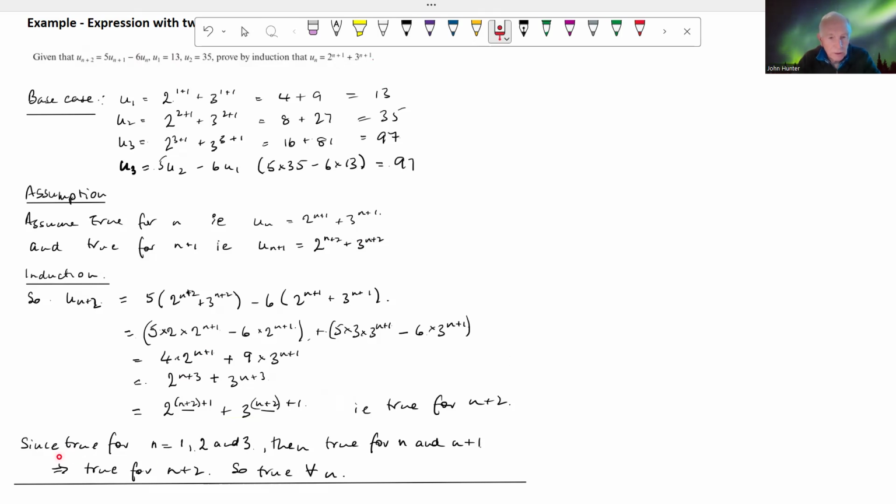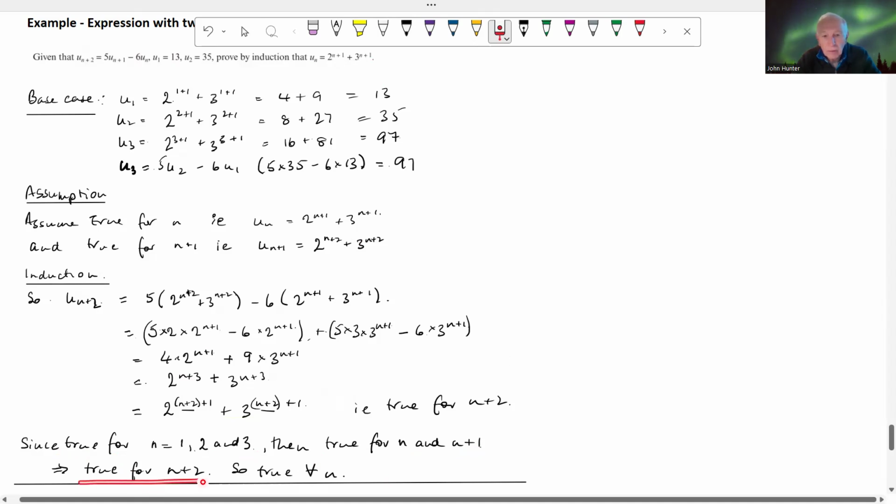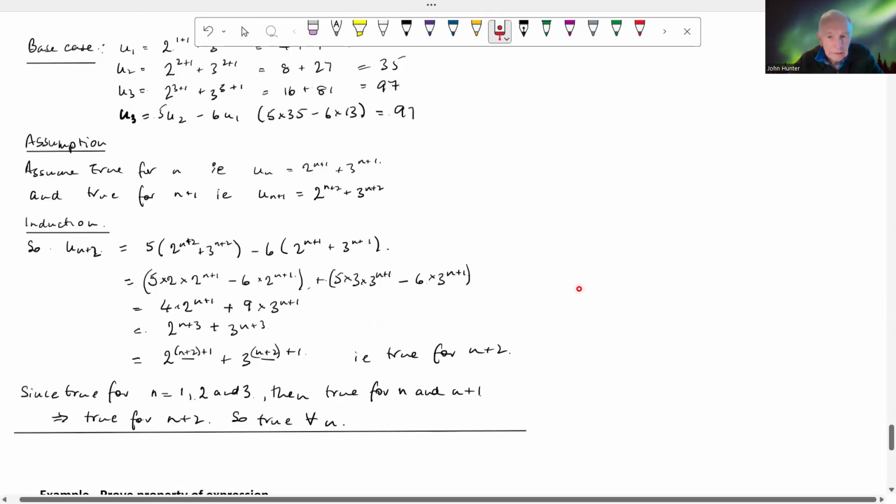Since it's true for 1, 2, and 3, and it's true for n and n plus 1, that's the assumption that we made, then it's true for n plus 2, and therefore it's true for all n. So that's a slightly more complicated one. I hope that is clear.